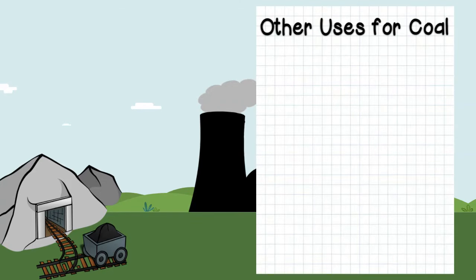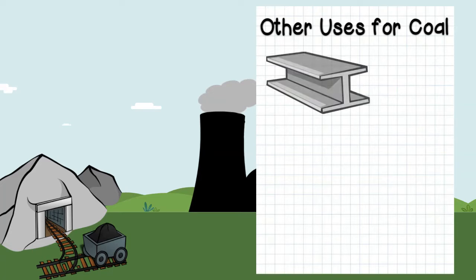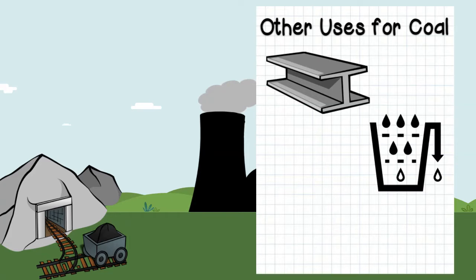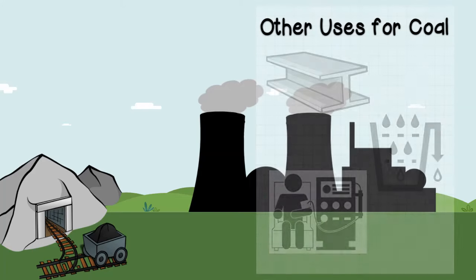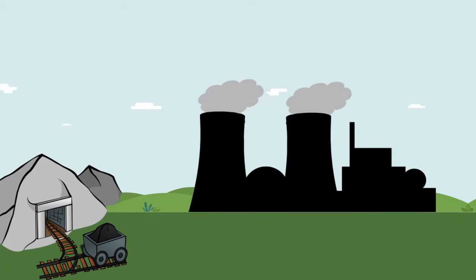Coal is also used for other purposes. Coking coal, or metallurgical coal, is used in steel production. Steel production adds carbon to iron to make an alloy, steel. Coal is also used for activated carbon. Activated carbon is found in water and air purification systems. It is also used in kidney dialysis machines. Coal can be used to create carbon fiber and silicon metals.